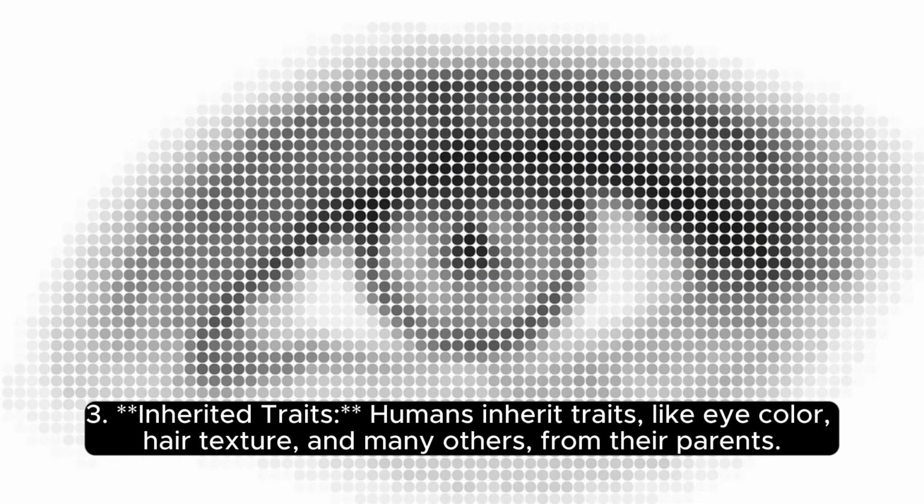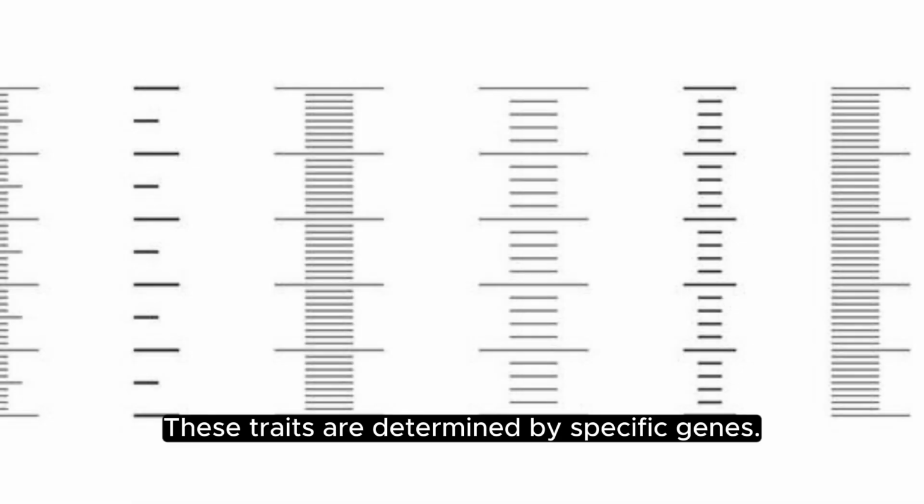3. Inherited traits. Humans inherit traits like eye color, hair texture, and many others from their parents. These traits are determined by specific genes.